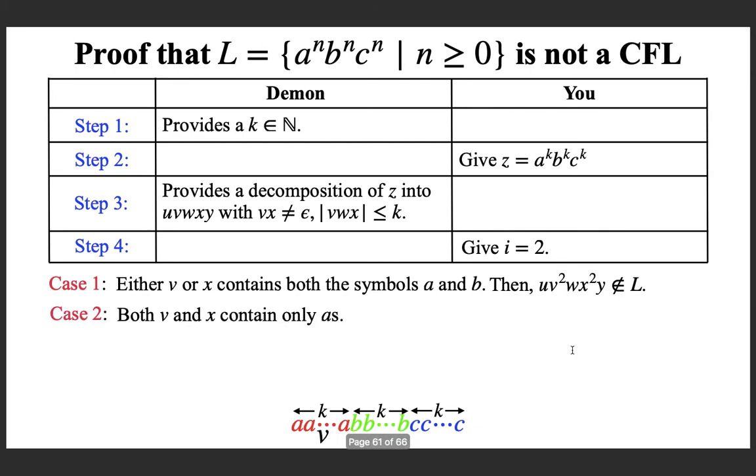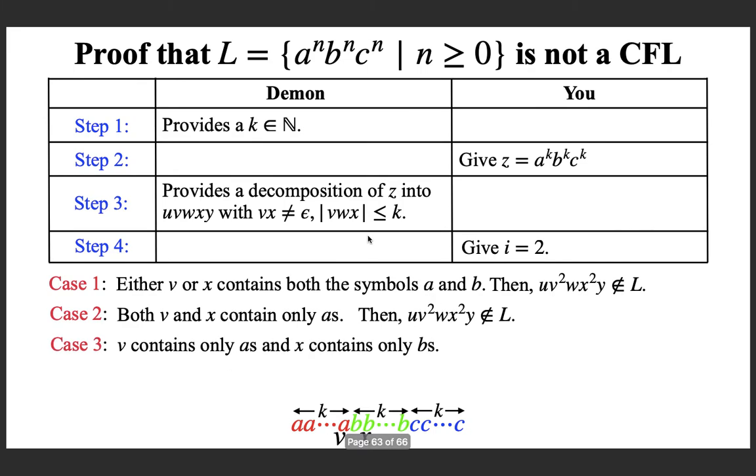Another case, suppose both v and x contain only A's. Suppose v and x are drawn from this particular part of the string. Now you can easily see that in the resulting string, because you are taking v squared and x squared, you will have more A's or B's than C's, because from this condition you cannot have more C's in the string x because of this restriction. So in that case also we proved that the resulting string is not in the language.